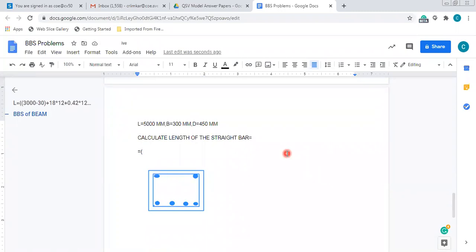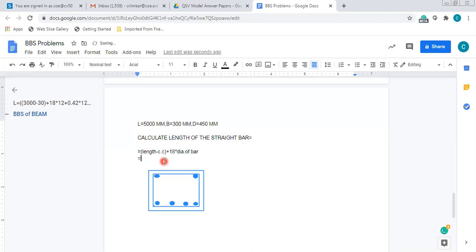That is nothing but the length given, the length of the bar minus clear cover which has been provided, bracket complete, plus 18 times the diameter of the bar. Correct? Now this is the formula which we are going to use for the length of the straight bars. Straight bars are nothing but those which are not bent up.